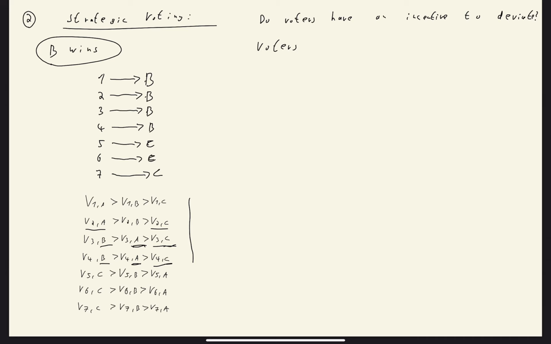So let's start with voters 1 and 2. So deviation to B, deviation to A.